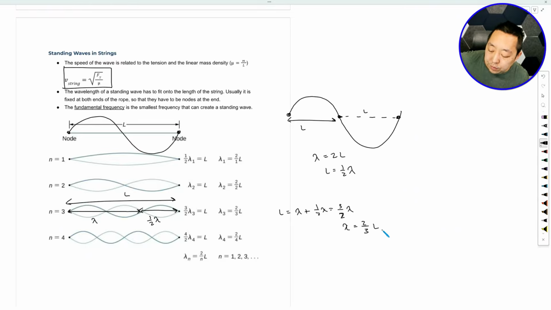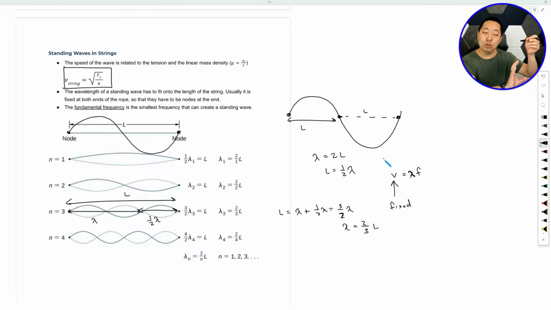Now remember, back to our properties of waves is that the velocity is wavelength times frequency. So what you're having, this is fixed. Why is it fixed? Because the velocity is related to the tension and the mass density. So this doesn't change for a particular string.